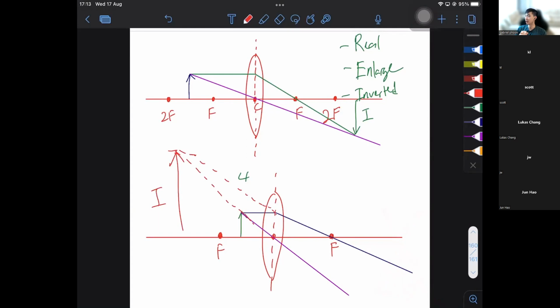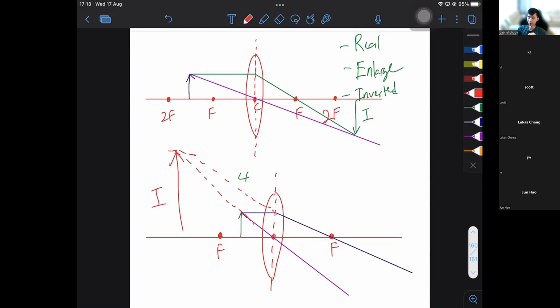Let's see. Jen Lim, is this image going to be real or virtual? He's not here, is he? Oh, is it going to be real or virtual? Magnifying. Yes, it is a magnifying glass. Will it be real or virtual? This image here produced, will it be real or virtual? Real your head, real. It's virtual.